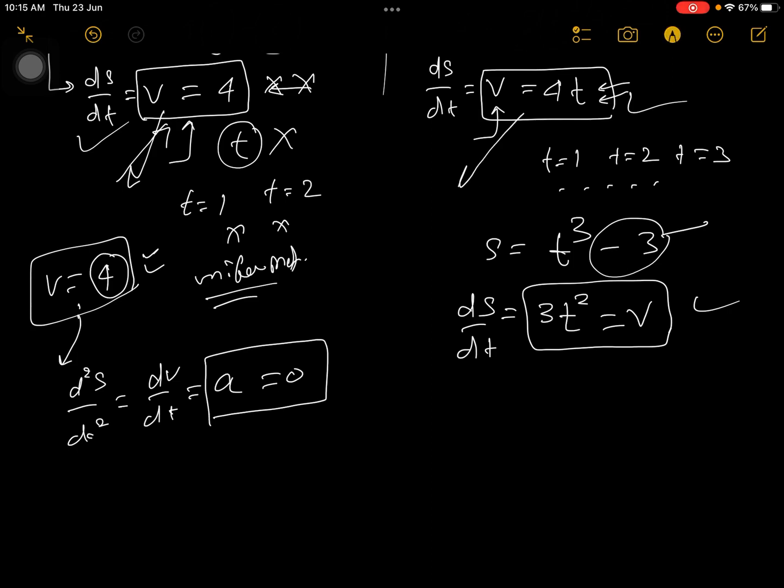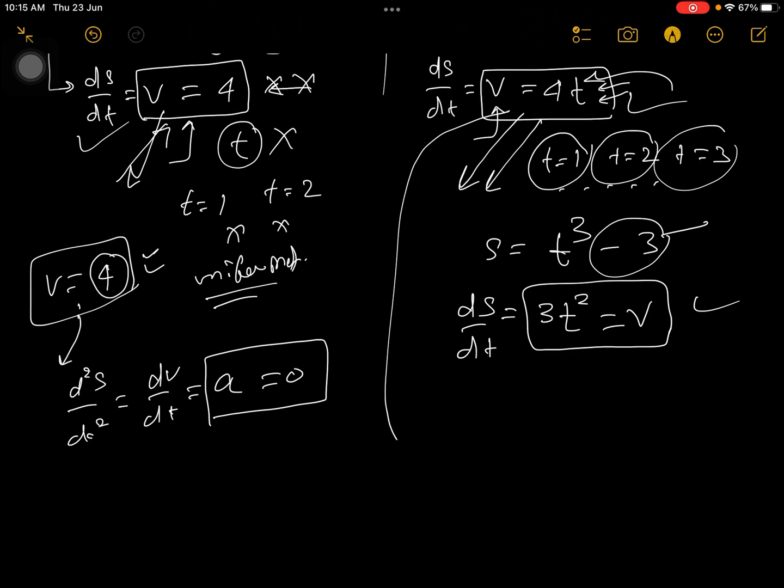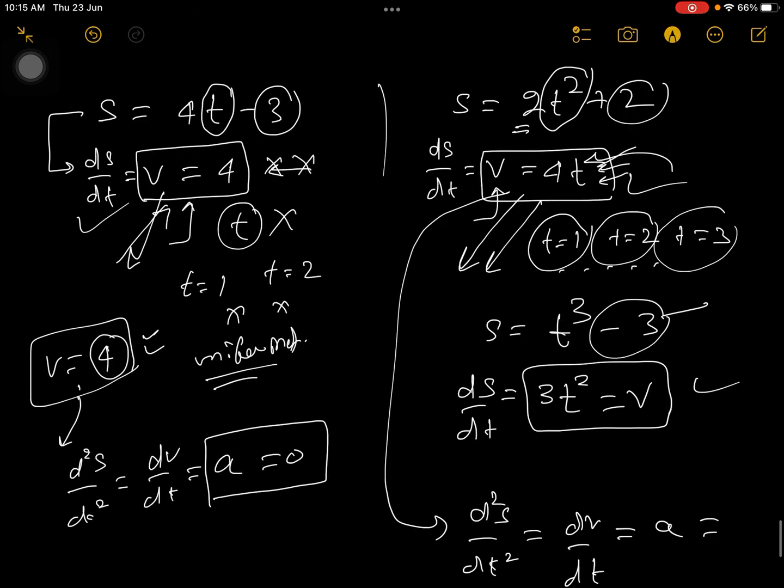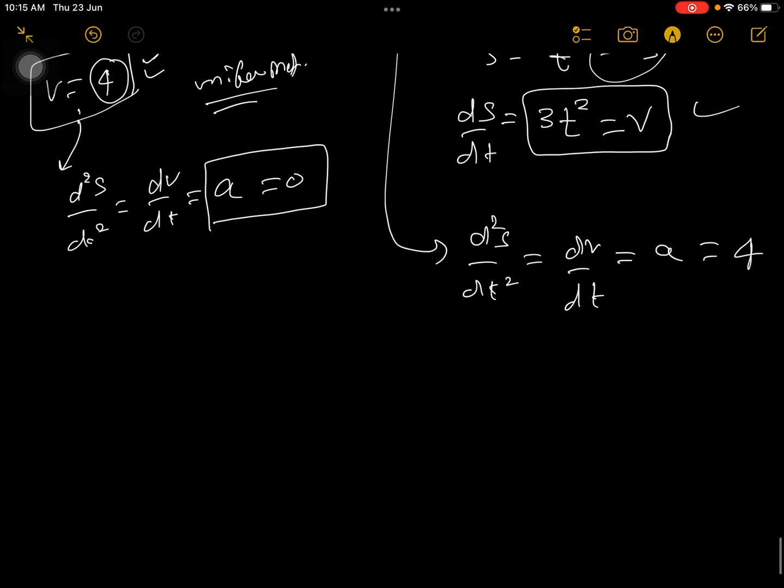But in the second equation, this is not the case. Time is present there, so at different times your velocity will be different. Velocity is changing. It means definitely acceleration is there, right? How much acceleration is there? Very simple. Take this, differentiate one more time. So d2s by dt square is equal to dv by dt is equal to acceleration. How much will this acceleration come? We are differentiating 4t, so t will become 1, and 4 is remaining. So 4. We got our acceleration.